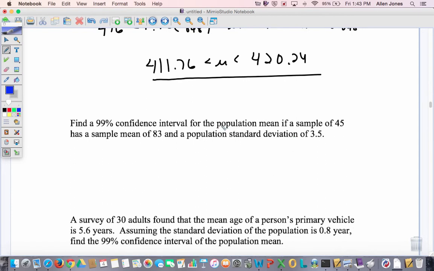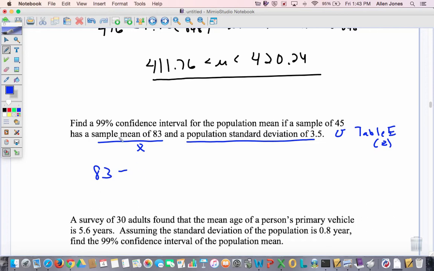We'll go one more time here. Find the 99% confidence interval for a population mean of a sample of 45 with a sample mean of 83. There's our X bar. Population standard deviation of 3.5. Population standard deviation is sigma. And once again, that allows us to use table E or our z-score in our calculation.